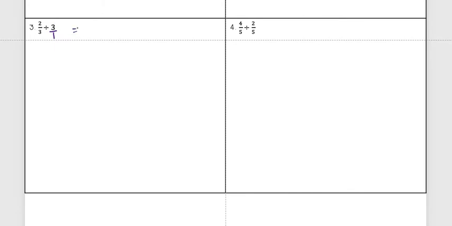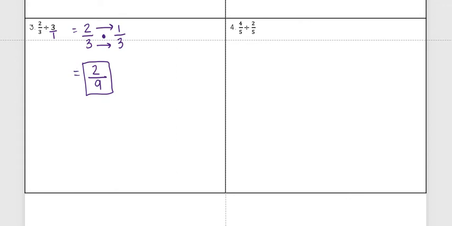So I'm going to go ahead and keep my first fraction, flip my 3/1 to become 1/3, and then change my division to multiplication. And then I'm going to multiply across. So 2 times 1, I get 2. 3 times 3, I get 9. So you're always going to do this with a whole number.